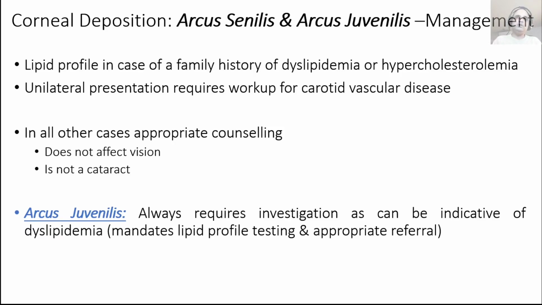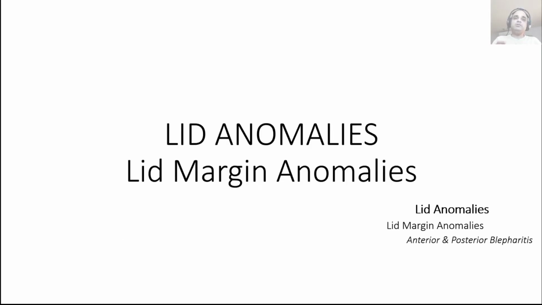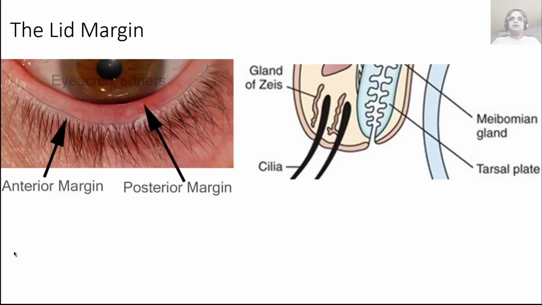So you need to do a lipid profile and make appropriate referrals to an endocrinologist or an internist to make sure that your patient does not have any underlying condition that is responsible for formation of arcus at a younger age. Now we are talking about the second half of our discussion, which is lid anomalies, and we'll begin by talking about lid margin anomalies. We'll discuss two conditions here. Well, again, three. We'll sneak in a third one. Anterior and posterior blepharitis, but there is a third one as well.